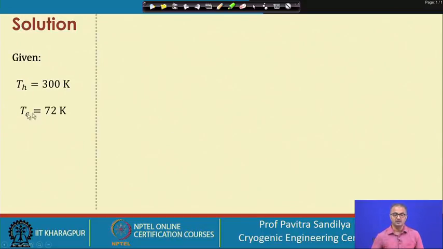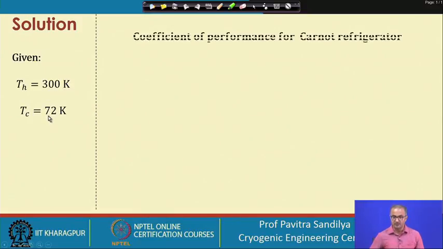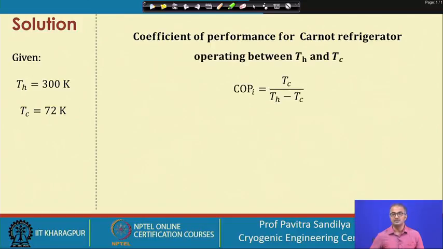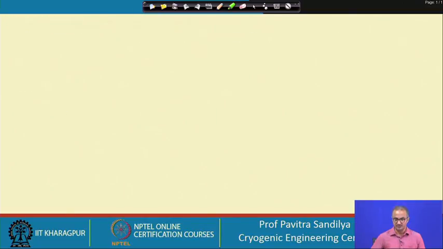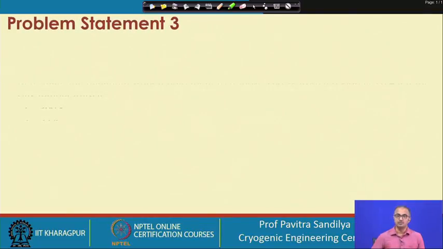In this, first we write whatever information is given to us, and we put the proper symbol to them. The TH is equal to 300 K, that is the hot temperature, and then the cold temperature. For this we are using this particular formula to find out the COP. We just plug in the values of the various temperatures, so that we get the COP as this value. So, this shows that by knowing the high temperature and low temperature, we can find out the COP of a Carnot refrigerator. And now next we come to another problem.